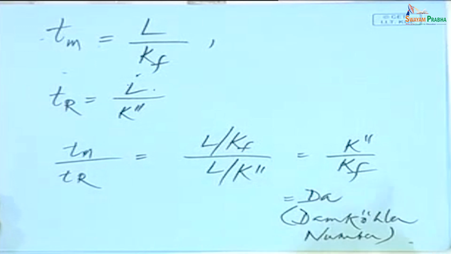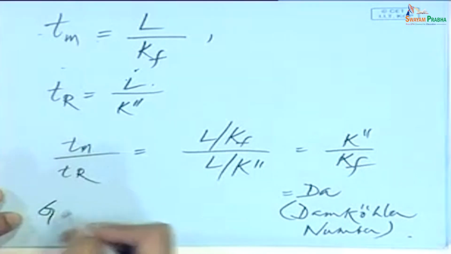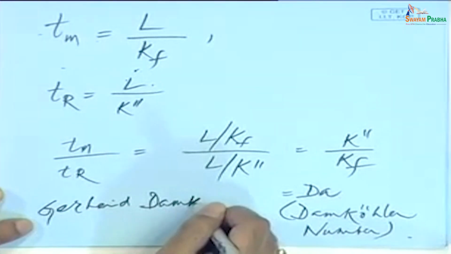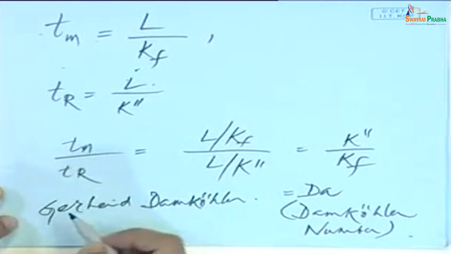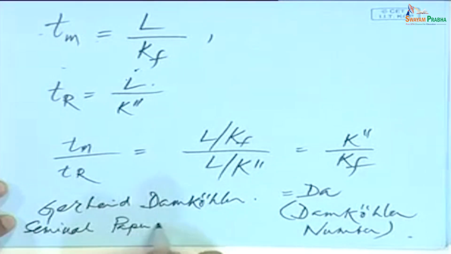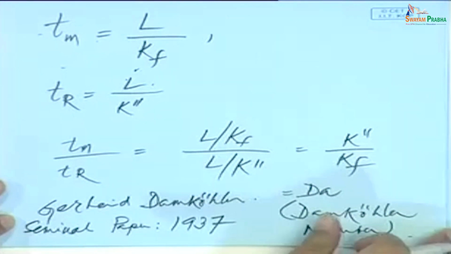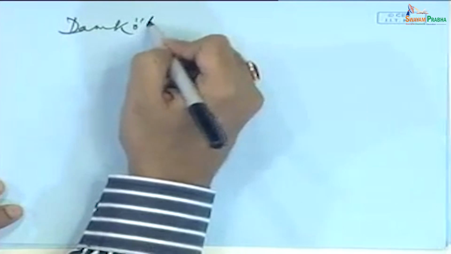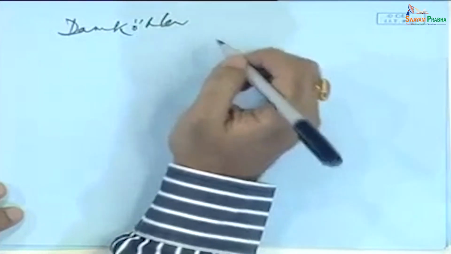So, Damkohler, it is named after Damkohler, who is a very famous German scientist, one of probably the most famous chemical reaction engineers ever, and his seminal paper was Damkohler seminal. So, his name is, I think, I remember it right, Damkohler, and his seminal paper is 1937. Okay. His major contributions are in this paper. This is probably the most famous paper ever written in chemical reaction engineering.